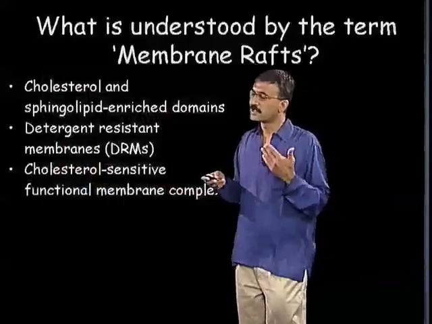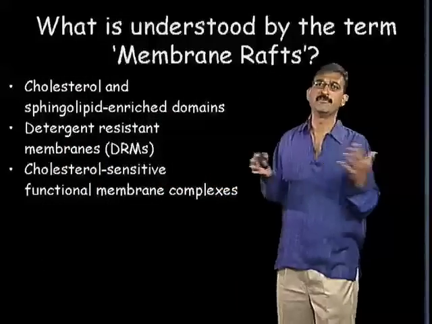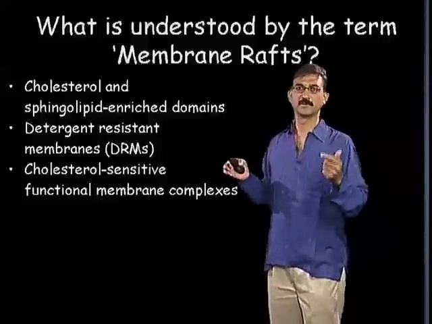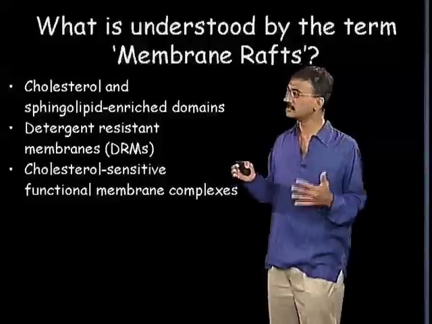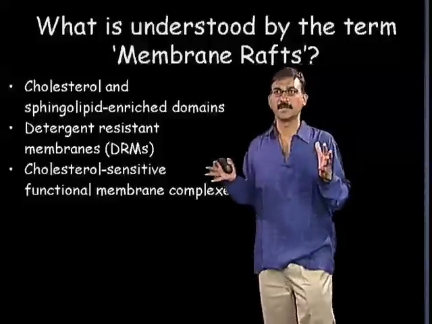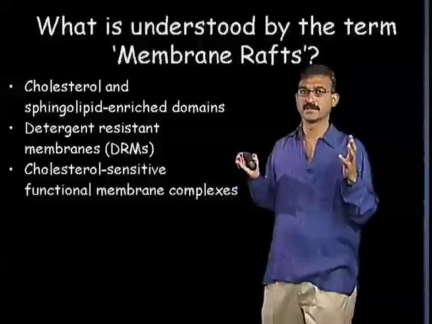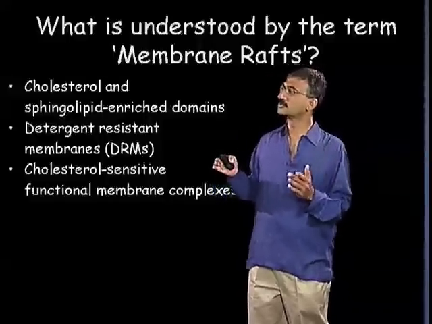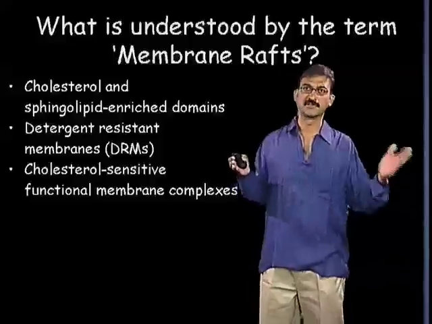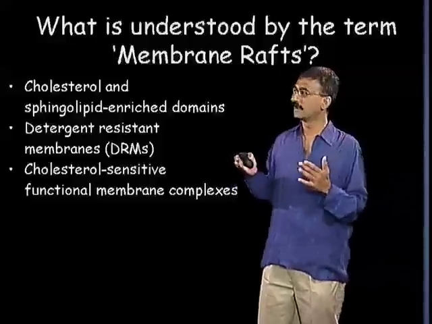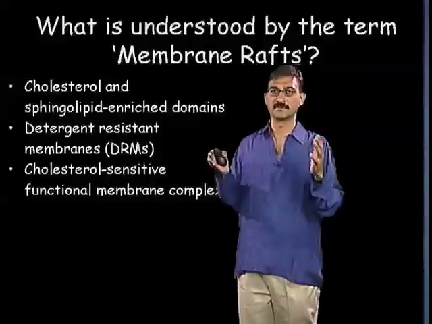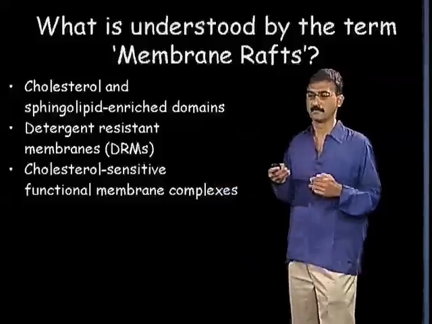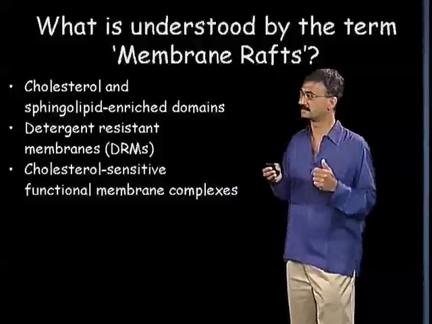So there are three features of these types of domains. One is that they're expected to be cholesterol and sphingolipid enriched. A second feature that we understand in terms of a descriptor for lipid rafts is that they are constituted of membranes that are resistant to detergent extraction. And we'll spend a little time on this notion of detergent extraction in the subsequent minutes of this part.